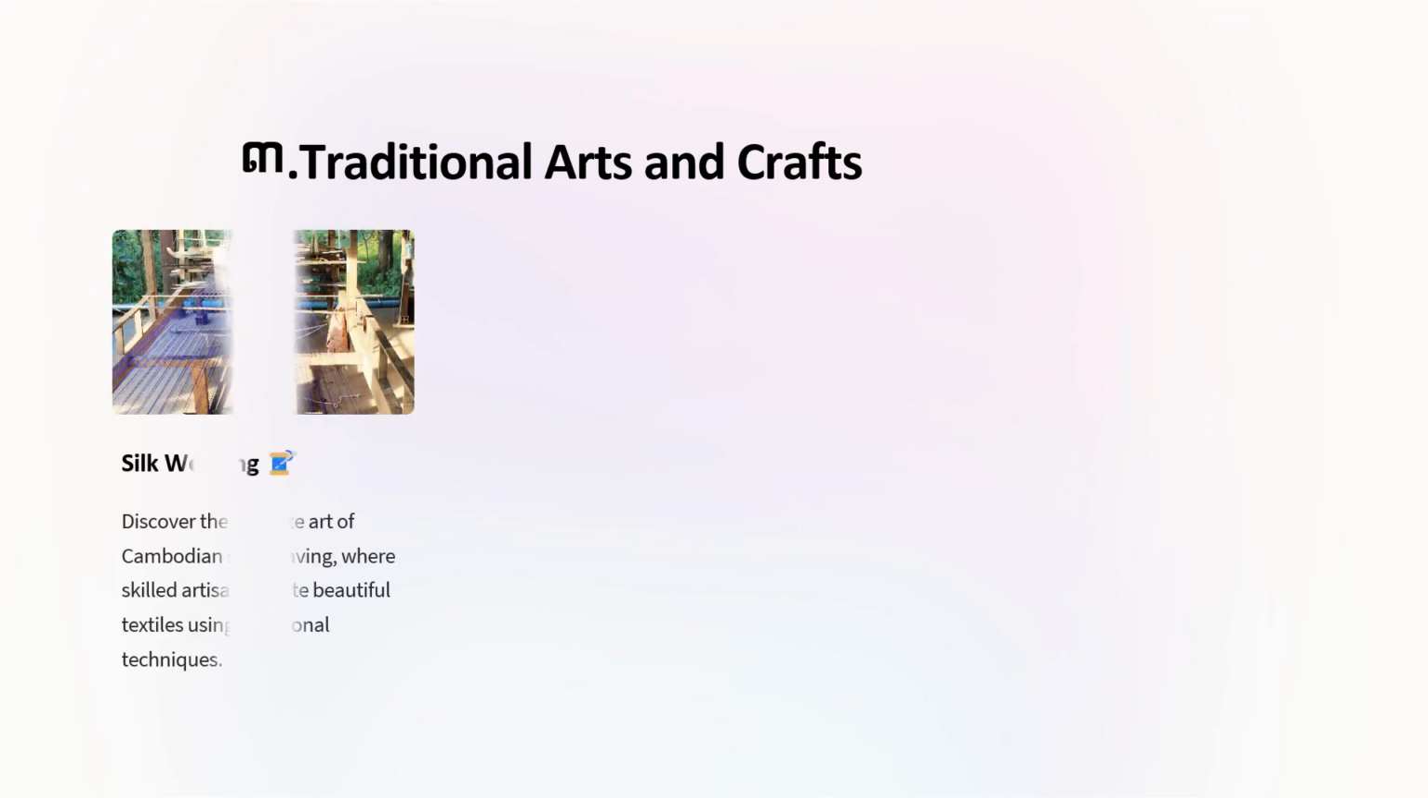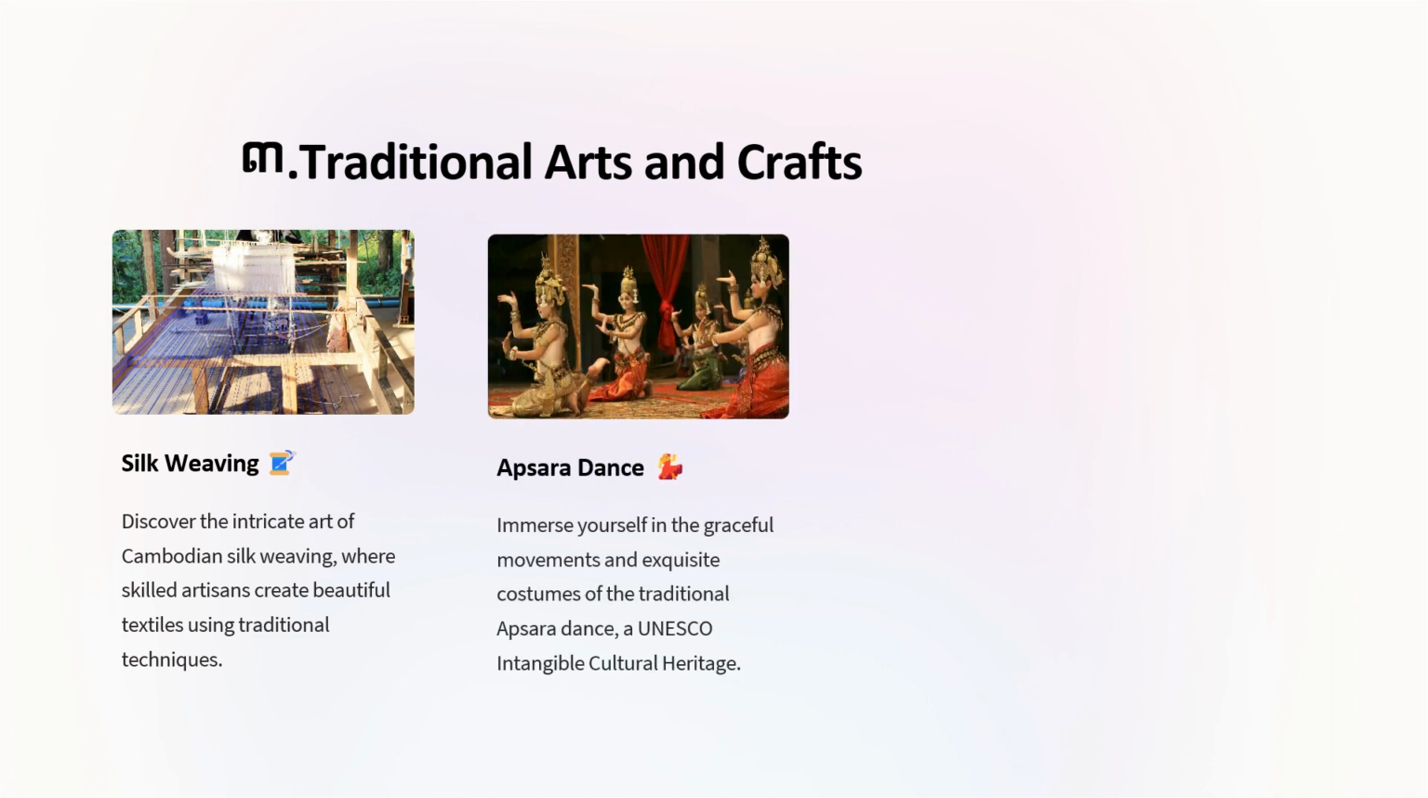I want to talk about traditional art and crafts. First, I want to talk about the skill of the wedding crown, called Kamma. It looks like a tower. How do we create it? First, it was discovered by a Cambodian scholar, where skilled artisans create a beautiful piece using the traditional technique.